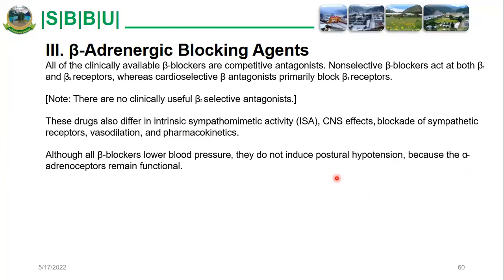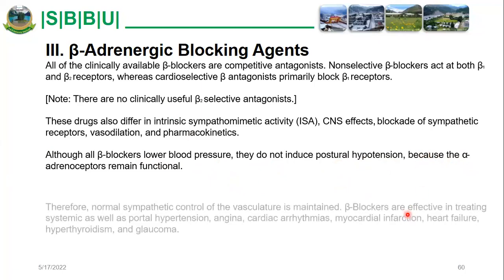This is the side effect: alpha blockers mostly induce postural hypotension, which occurs whenever we change position. Beta receptors do not have that kind of effect, because blood vessel tone is mostly stimulated through alpha receptors, except for some blood vessels.